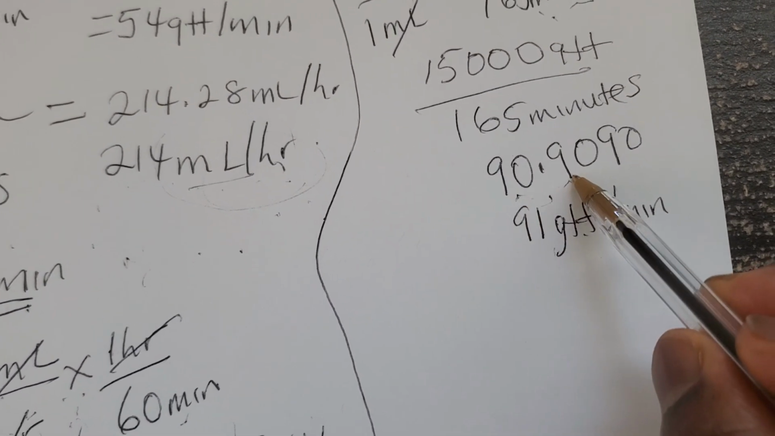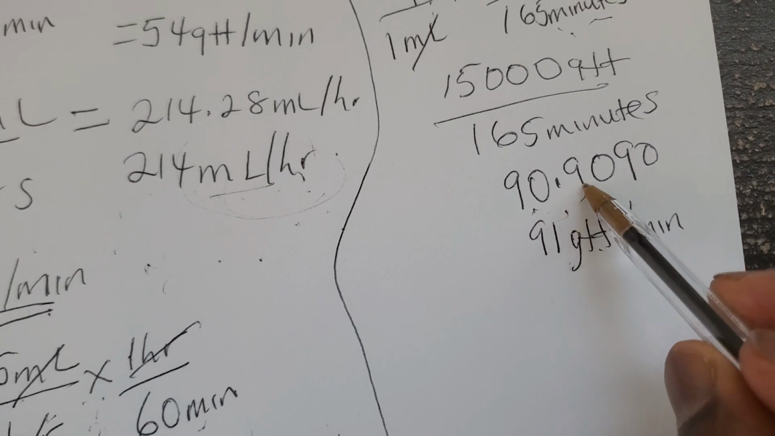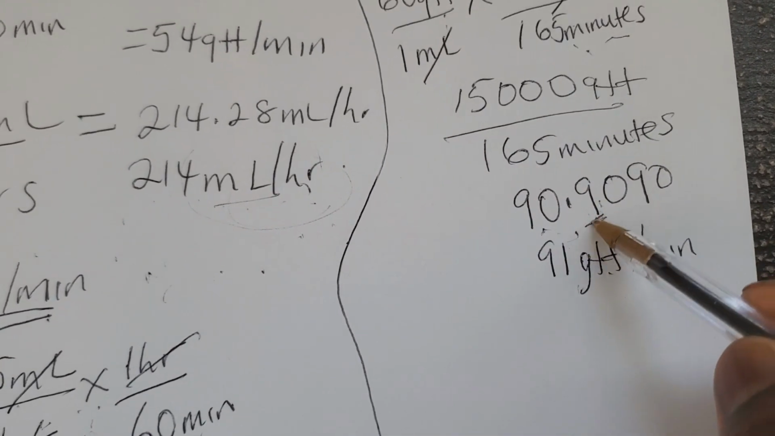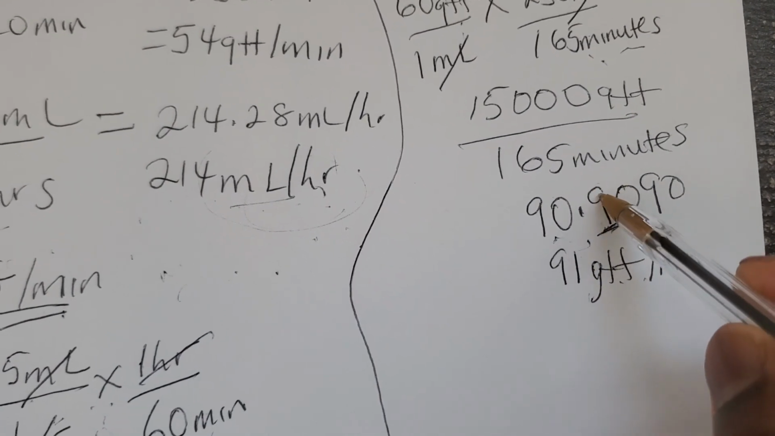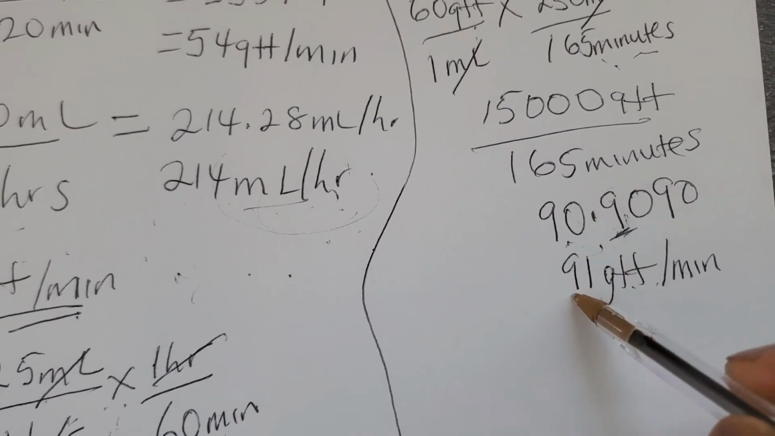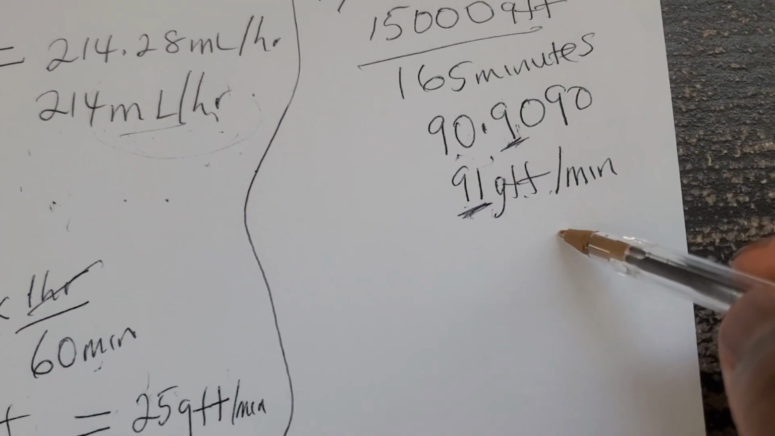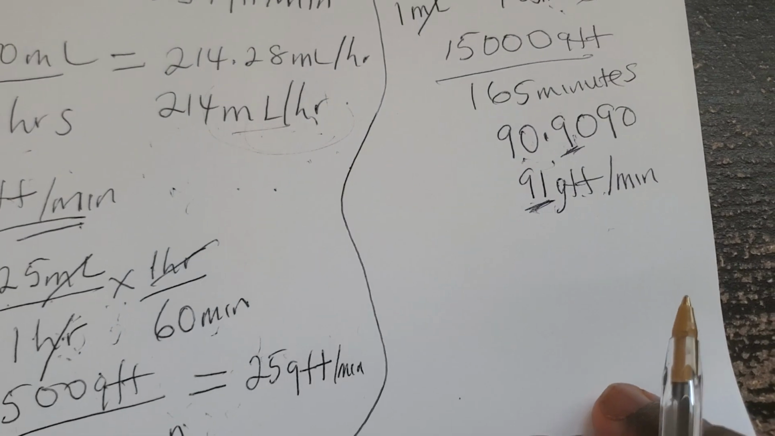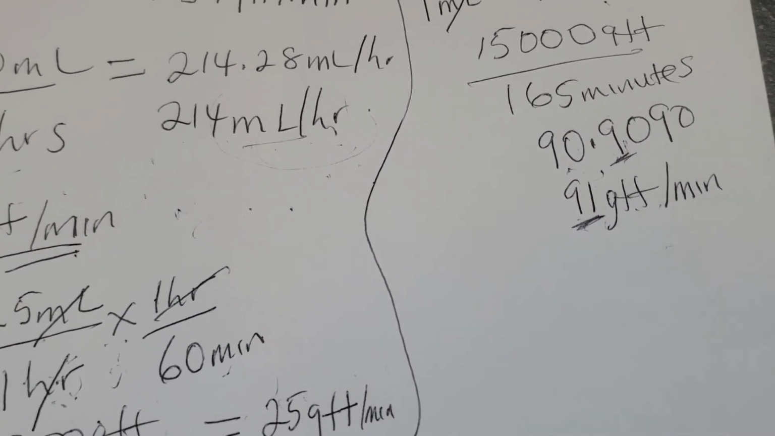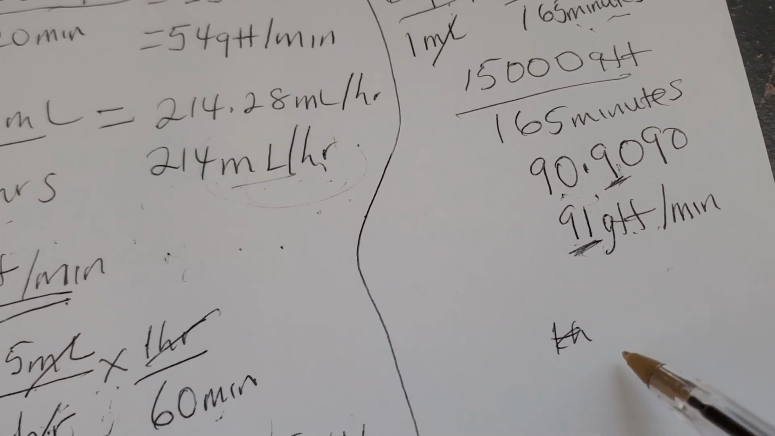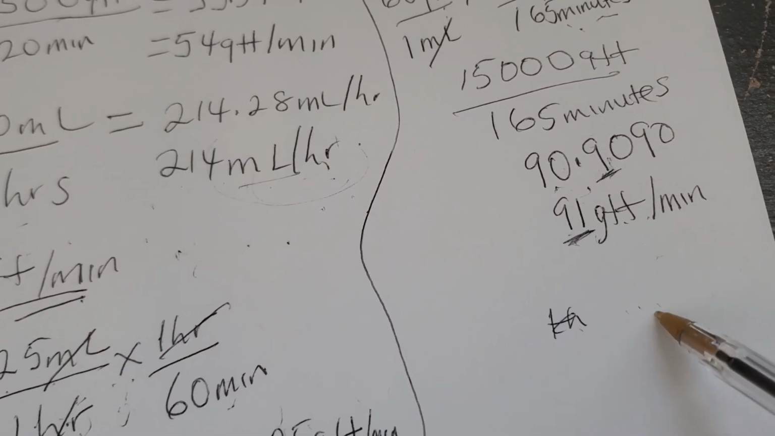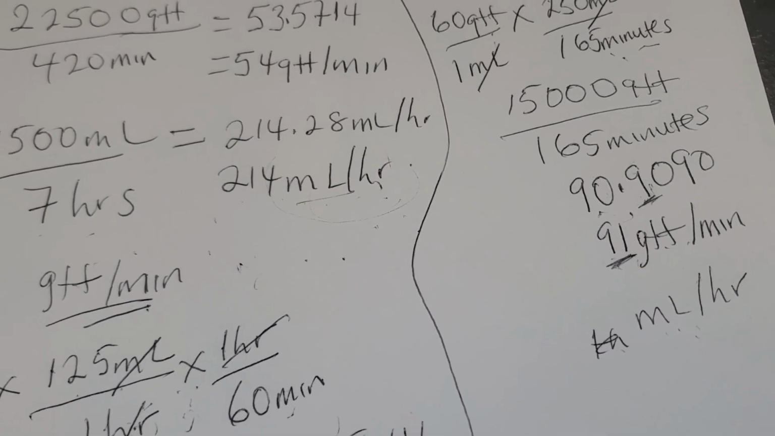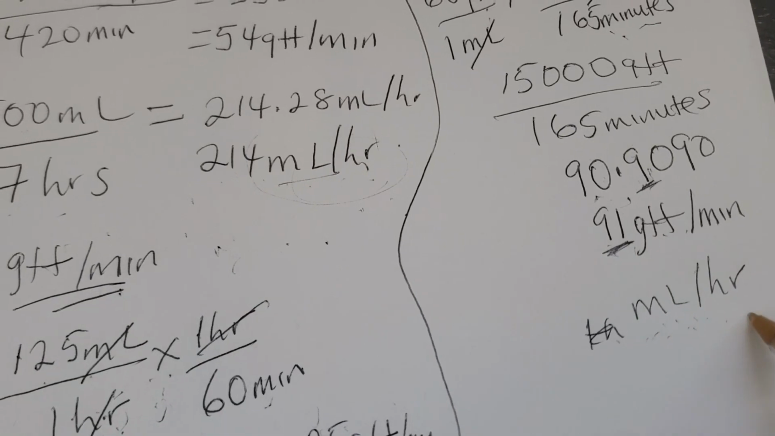If you want to round it up to the whole number, this on the tenths place is 9. It's more than 5, so you add 1 from here to here, and that becomes 91 drops per minute. Okay, so that one is the drops per minute side of it. All right. Now the other value they wanted was the ml per hour. Okay, they wanted to see it in ml per hour.